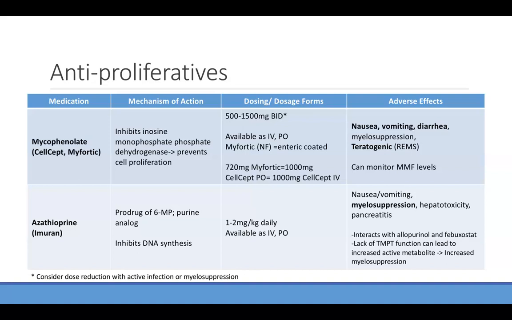And the way that you can convert between the two is 720 milligrams of myfortic, so our enteric coated myfortic, is equal to 1000 milligrams of CellCept. And in terms of IV to PO CellCept conversion, it's 1-to-1. So if you're converting from PO to IV, you can keep it at 1-to-1.